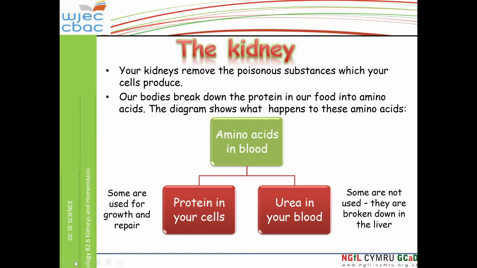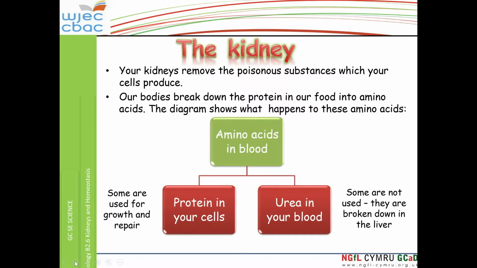So obviously the organs that do this are the kidneys, and your kidneys remove poisonous substances which your cells produce. If we didn't remove these poisonous substances, they would build up in our body. Our bodies break down protein in our food. We find protein in things like meat, eggs, fish, cheese, milk. We break that protein down into amino acids that you learnt about when you studied the section on enzymes back in year 10. These amino acids get taken to various parts in your body. They're used to build up proteins in our body. But some of these amino acids are not required. There might be excess amino acids. And when excess amino acids are in the body, they get taken to your liver. And your liver basically breaks down these excess amino acids. It deaminates them and turns them into urea.